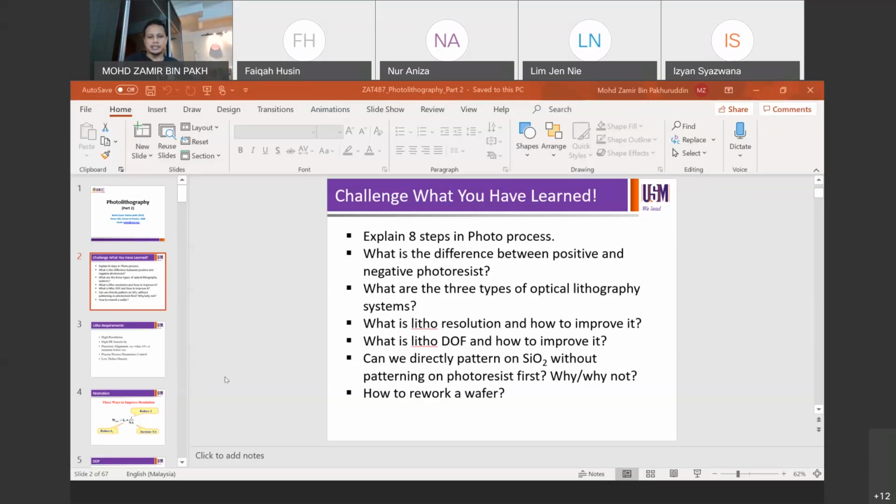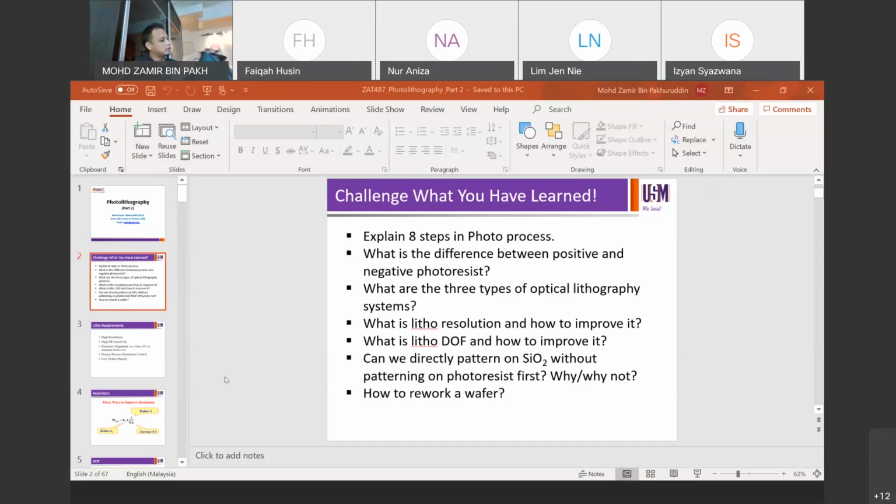Can we directly pattern SiO2 without patterning the resist first? Why or why not? So let's say you have SiO2 on your silicon wafer, and you don't want to have photoresist on the SiO2 on silicon to be able to pattern SiO2. Can you directly pattern SiO2 without having to pattern the resist? Is it possible? What do you think? Can we pattern SiO2?